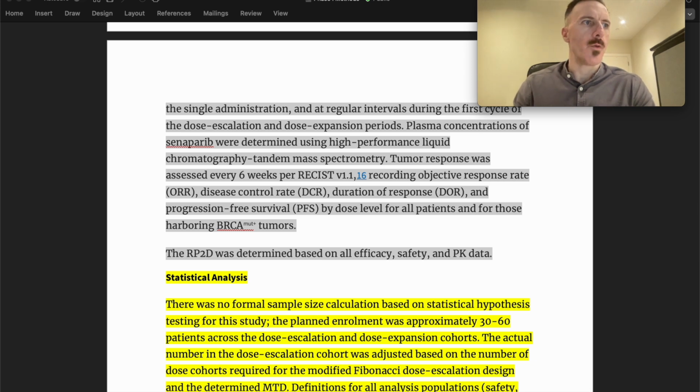Okay, so once we describe the PK, the authors have a brief description on the tumor efficacy assessments. Tumor response was evaluated every 6 weeks using the RECIST guidelines, focusing on objective response rate, disease control rate, duration of response, and PFS, progression-free survival. And they included patients with this particular mutation.